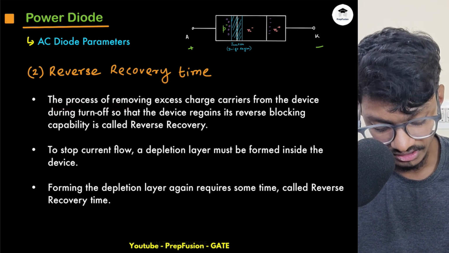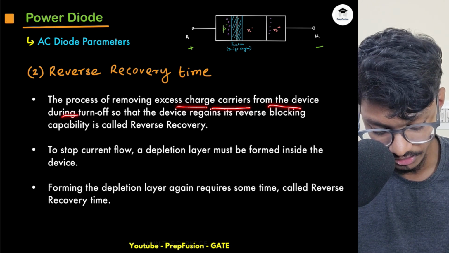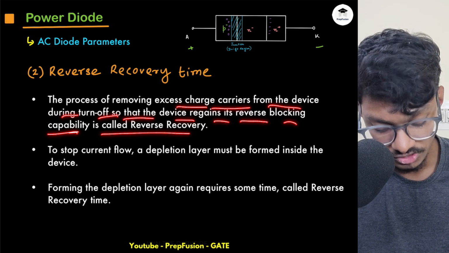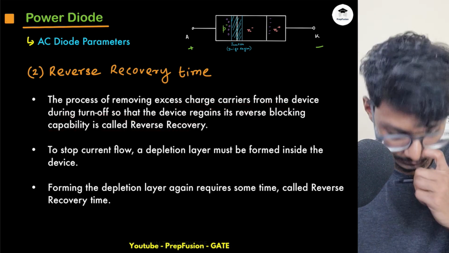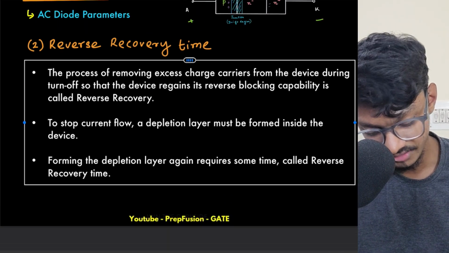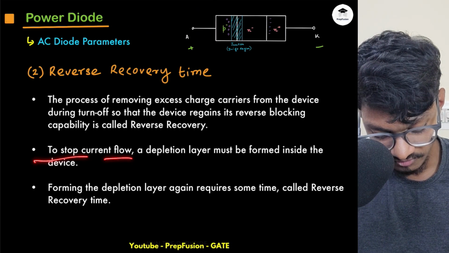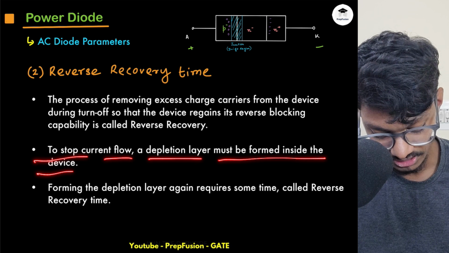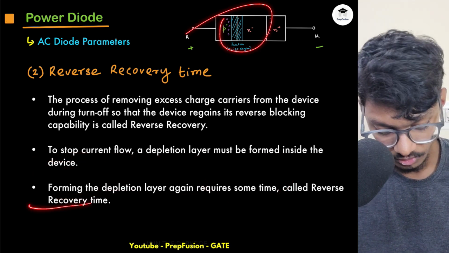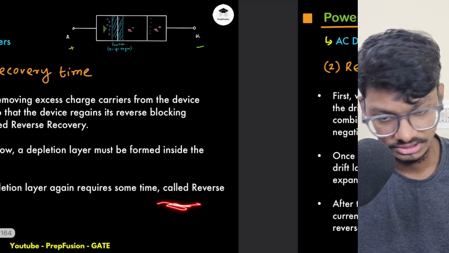The process of removing excess charge carriers from the device during turn off so that the device regains its reverse blocking capability is called reverse recovery time. Reverse recovery time, or you can say reverse recovery in general. To stop current flow, a depletion layer must be formed inside the device. Forming the depletion layer again requires obviously some time. We have to deplete the charge carriers. Okay, and the time taken is known as the reverse recovery time.